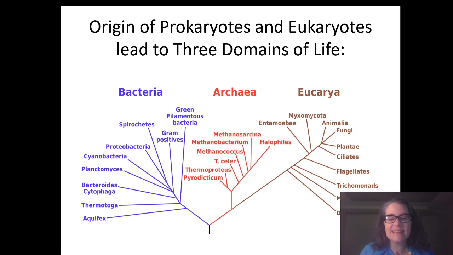This then leads us to our three domains of life that we see on planet Earth. Here is the root, time beginning with non-living material, time where our first cellular life began, and then we have bacteria, archaea, and finally those eukaryotes developing. So this is all I want to say about microbe evolution.